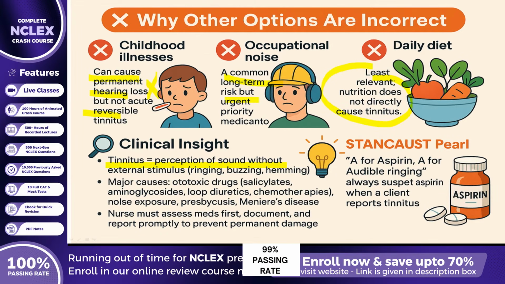Here is your NCLEX exam strategy. When you see a symptom that could be drug-related, prioritize assessing current medications before exploring non-modifiable or less urgent causes. Test-taking pearl: remember A for aspirin and A for audible ringing. Whenever a client mentions tinnitus, the nurse should immediately think of aspirin use as a potential culprit.